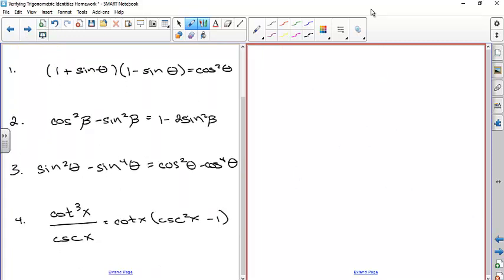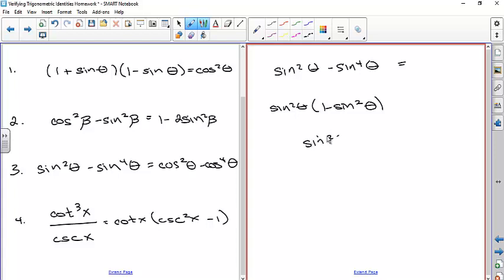Okay, number 3. So the left-hand side is sine squared of theta times cosine squared of theta... we've got sine squared theta minus sine to the 4th theta. And we want to show that's equal to cosine squared minus cosine to the 4th. So what I would do is you could factor out sine squared theta maybe. And what you'd have left is 1 minus sine squared theta. So if you take sine squared times 1 and sine squared times sine squared, you get that.